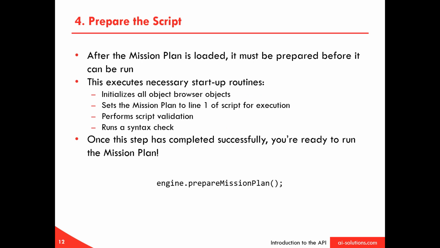Once the mission plan is loaded, it must be prepared before it can be run, and the way to do this is by calling engine.prepareMissionPlan. This executes a few necessary startup routines. It initializes any objects that have been created in the object browser in FreeFlyer. It sets the mission plan to line 1 of the script for execution, performs the script validation, and runs a syntax check to make sure that everything will run properly. And then you're ready to run your mission plan.